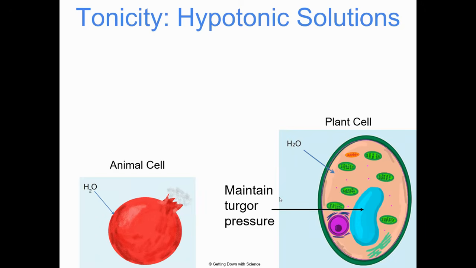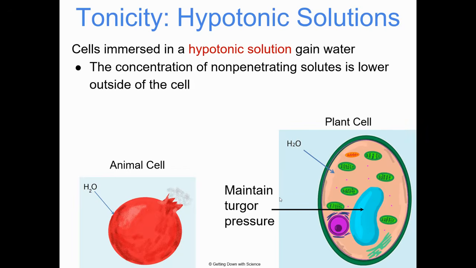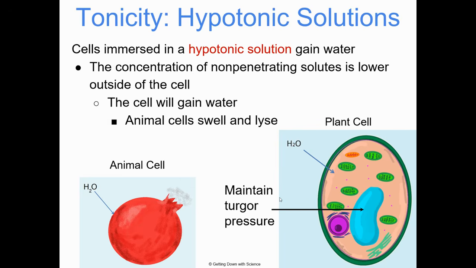All right, and then lastly, we have hypotonic solutions. Cells immersed in a hypotonic solution will gain water, and that's because the concentration of non-penetrating solutes is lower outside of the cell. So the cell will gain water, and for animal cells, they'll swell and lyse, and we can see that here. Look how much larger the red blood cell is now, and that's because water is going into the red blood cell, and we can see the cellular contents being burst out right there. So that's an animal cell, so they'll swell and lyse.